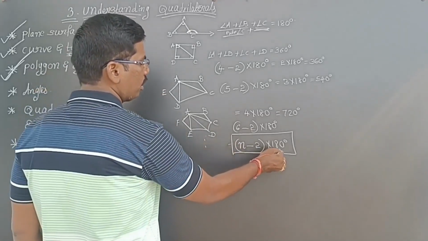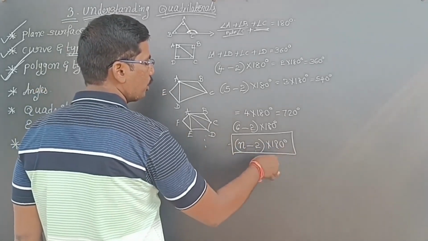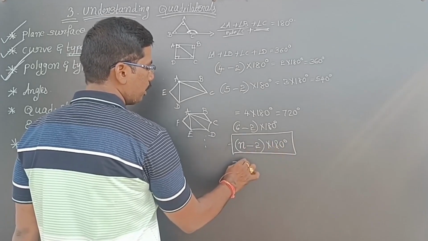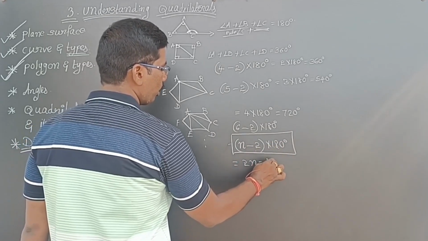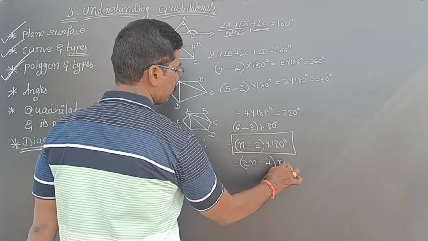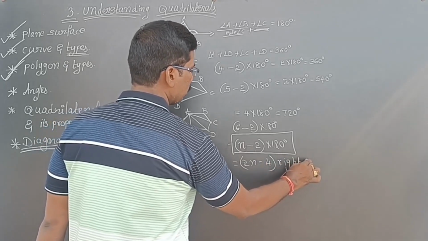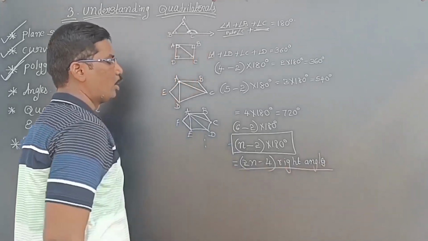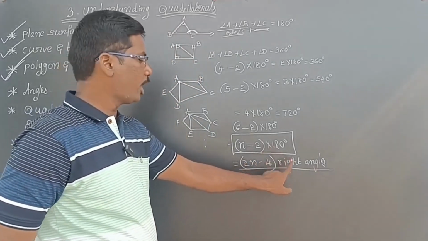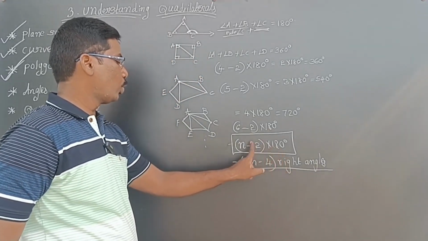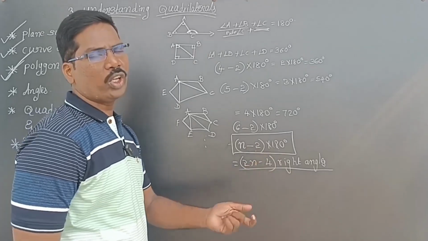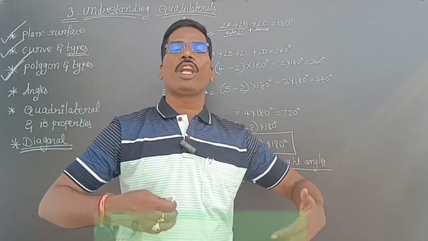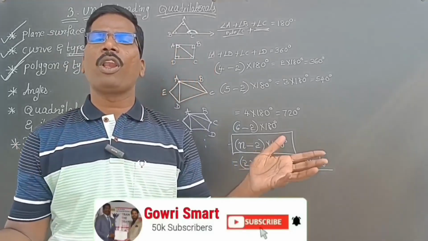Now see here, n minus 2 into 180 degrees can also be written as n minus 2 into 2 into 90 degrees. Bring the 2 to this side, then it can be written as 2n minus 4 right angles. 90 degrees means a right angle, so 2 into n is 2n, and 2 twos are 4. So 2n minus 4 right angles. Like this we can find for any polygon.